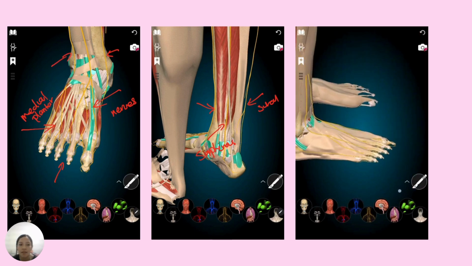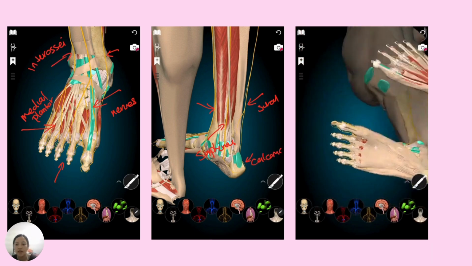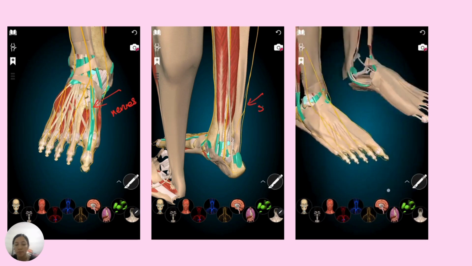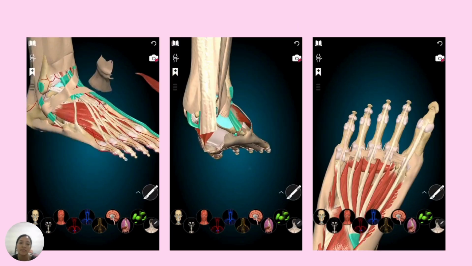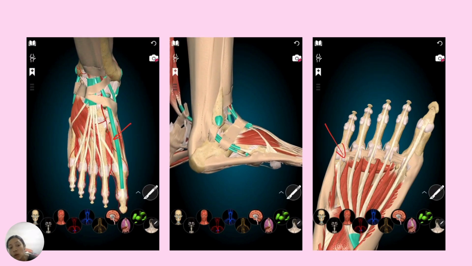Then we have the short muscles of the fifth toe, which are these. We have the flexor digiti minimi brevis, which is a modified interosseous muscle, and the abductor digiti minimi, which originates from the calcaneus and also inserts in the proximal phalanx of the fifth toe, which we can see in this video.